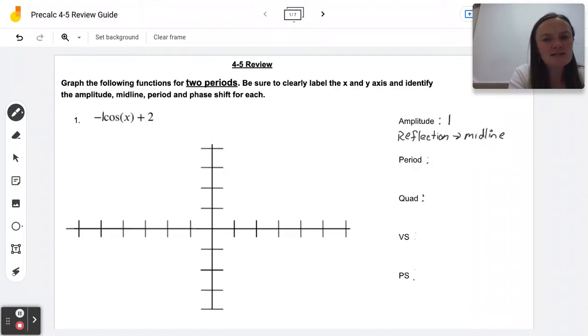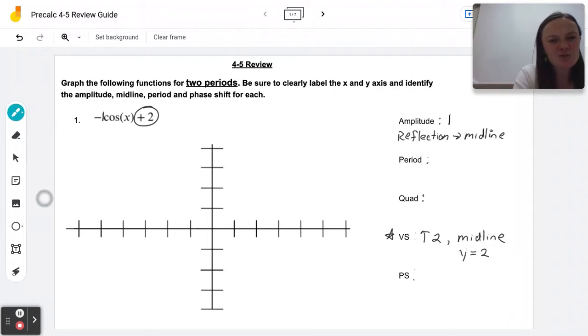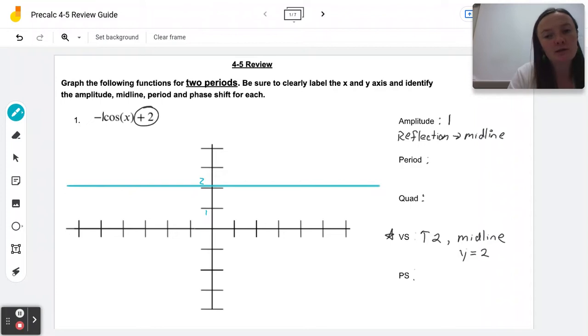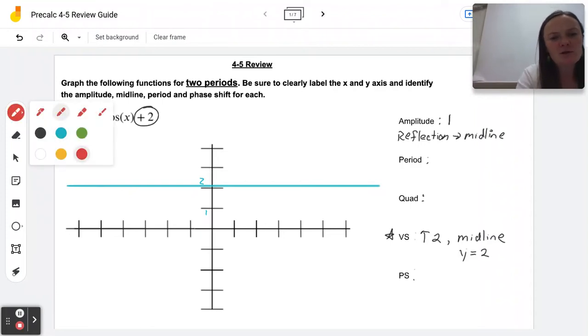All right, so the next thing that I see is this +2. This has everything to do with the vertical shift. The vertical shift is basically saying that we need to move our function up 2, and in essence, we need to have a new midline. Our new midline is going to be the line y equals 2. I'm going to start with that because it's so important. So let's start with a new midline at y equals 2. Very important. All right, and then let's keep answering some questions.